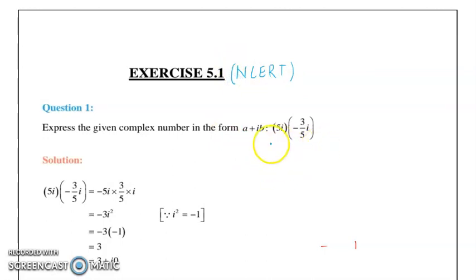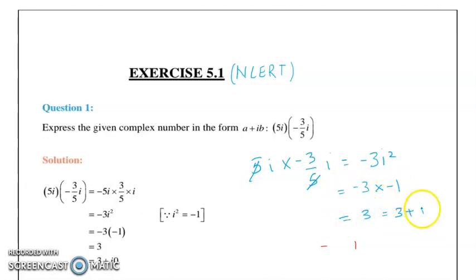So what do we do in this? Simply multiply, students, 5i into minus 3 by 5i. 5 and 5 cancel, so we are left with minus 3i into i, which gives me i square, and we already know that i square is equal to minus 1, so I'm directly writing minus 1. So minus minus will become plus 3. So this is equal to 3 plus i0. Is it clear? So simple question, students, nothing difficult, nothing complicated in this. Okay, so I'm proceeding to the next question.